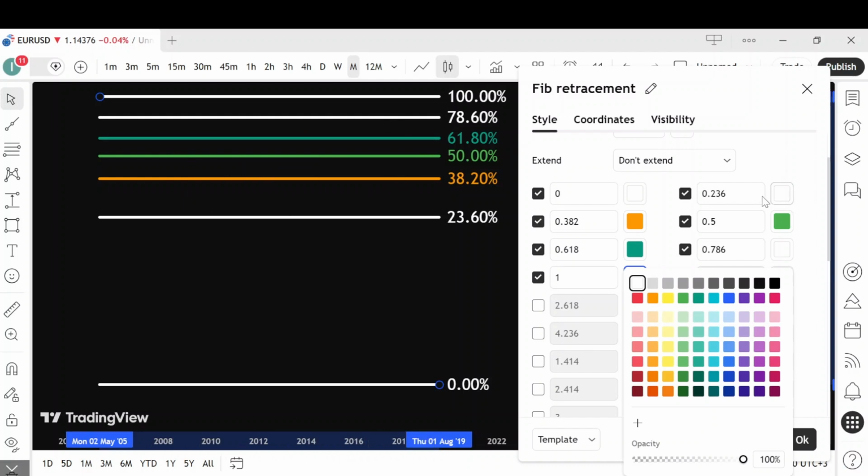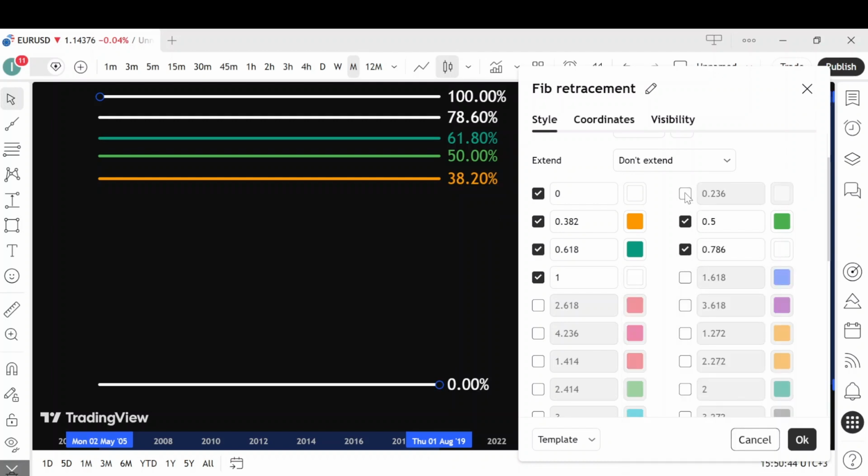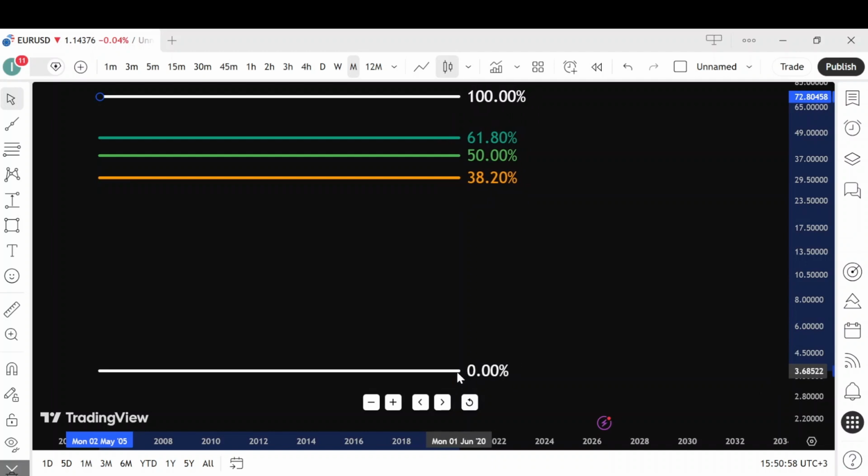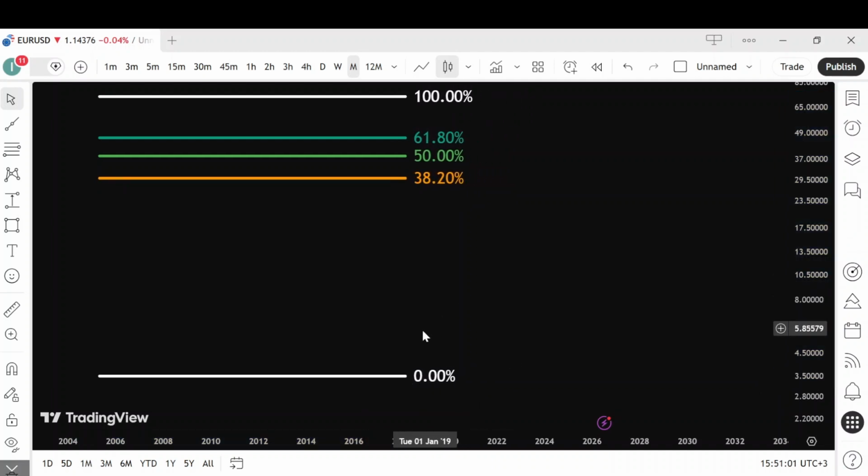We are going to unselect the 0.236. We again unselect 78.6%, and these are the levels we are being left with. So this is now your Fibonacci retracement tool.